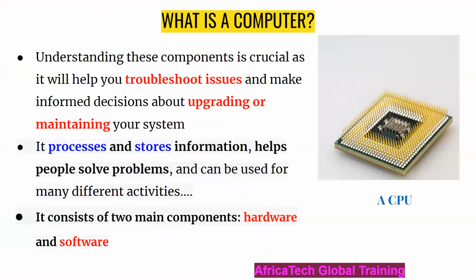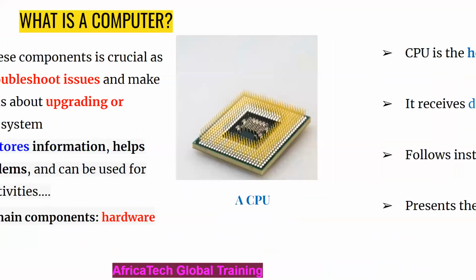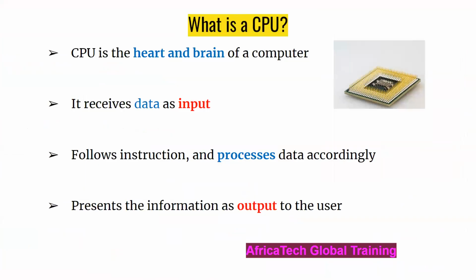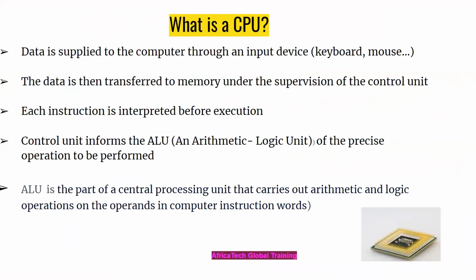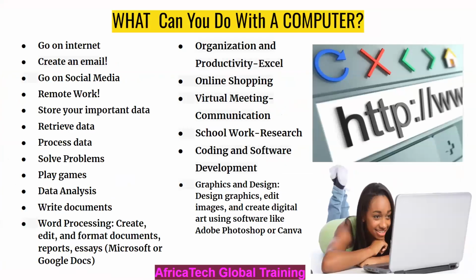So we studied the two parts of the computer, the components, hardware, software, what is a CPU, and the function of a CPU. We saw everything that we can do with a computer, right? You can work remotely, you can have meetings, you can meet people, you can do data analysis, you can do graphic design, right?